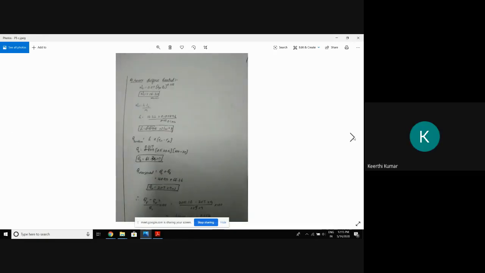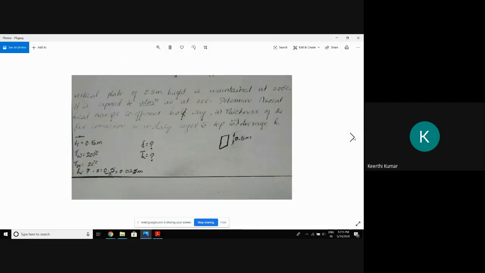So next we'll go for the next problem. Take this. This is the one problem I'm solving now. Here he has asked in different limits. He is asking not only the Q, he is asking something else, that is some delta, some H dash, like that. Let us take a vertical plate of 0.5 meter height. The plate is having a height of 0.5 meter and it is maintained at 200 degrees centigrade. It is exposed to atmospheric air at 20 degrees centigrade. Determine the local heat transfer coefficient at the halfway.